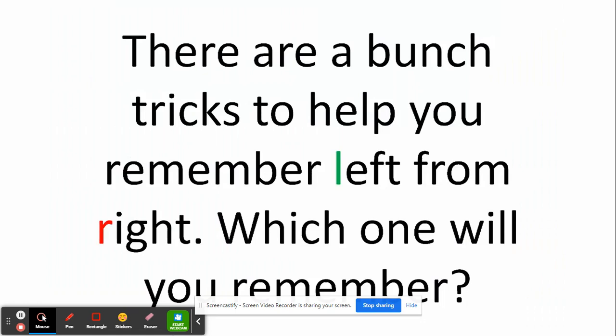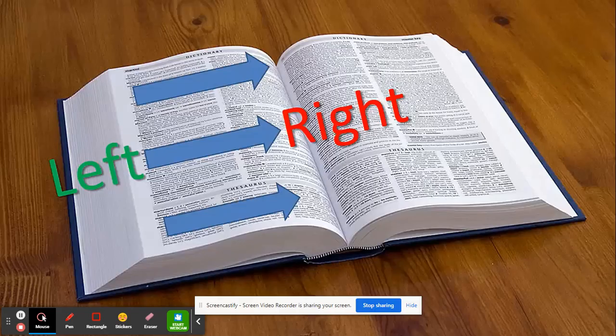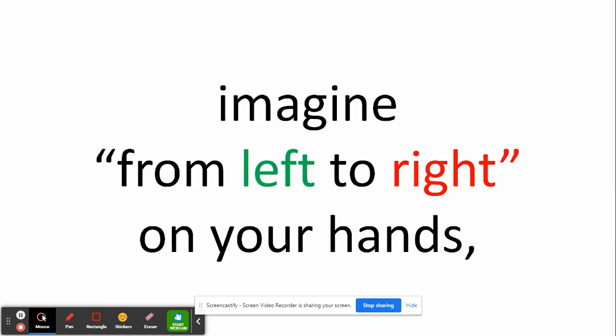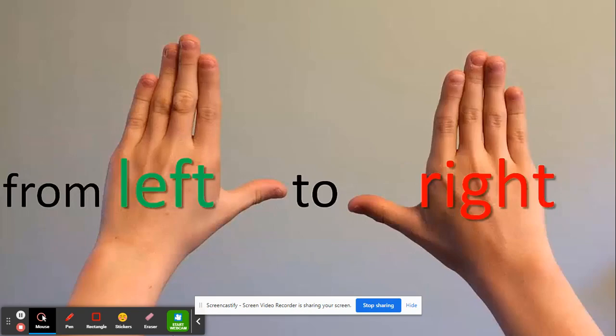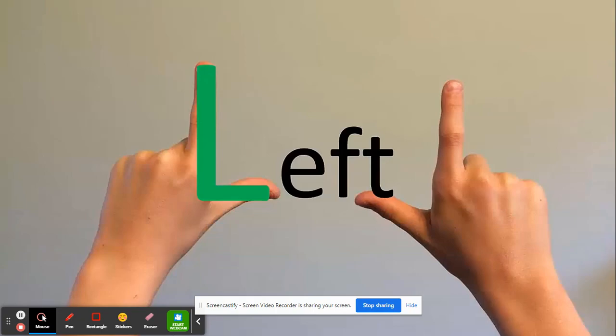There are a bunch of tricks to help you remember left from right. Which one will you remember? Will you remember that you read from left to right? Imagine from left to right on your hands. Make a capital L for left.